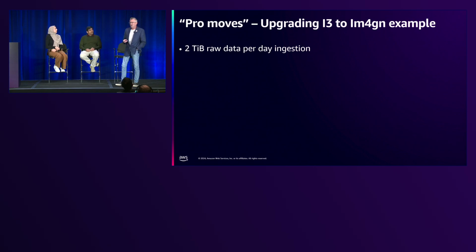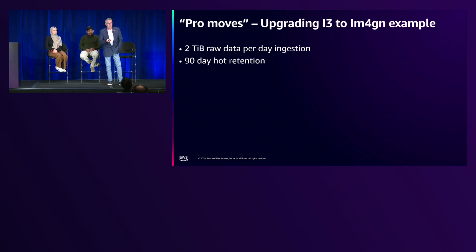Now, a buddy I used to work with at AWS who's since left, we always talked about ways that we could do things that were really unique and interesting. One thing you can do is if you have i3 instances, you can upgrade to IM4GNs. IM4GNs basically have double the density of the storage, which means you need fewer instances to achieve your mission. So let's take an example use case.